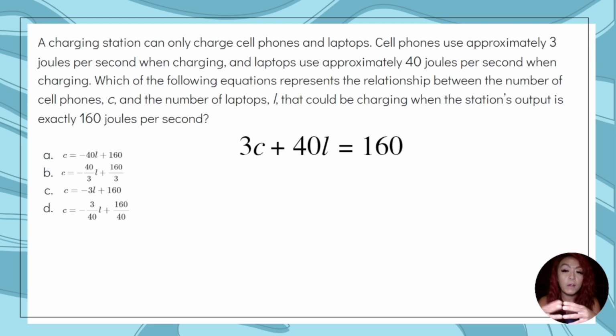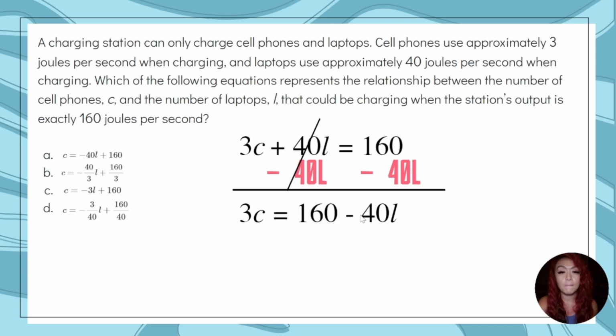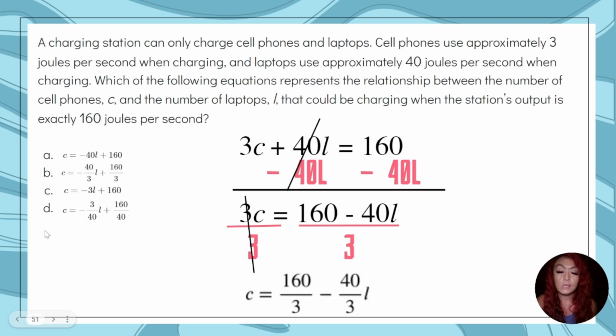They're all solved for C. So in order to find which answer is correct, we need to use inverse operations and solve for C. So we'll subtract 40L on both sides. Plus 40L and minus 40L cancel out. We get 3C equals 160 minus 40L. Now we'll divide both sides by 3. The 3's cancel out. And we get C equals 160 over 3 minus 40 over 3L.